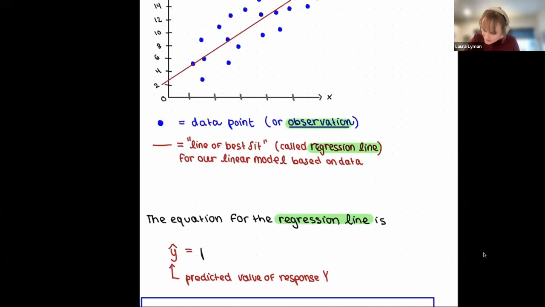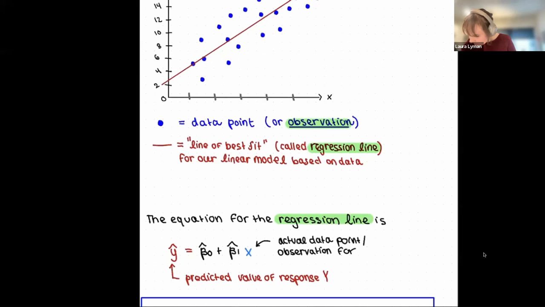And on the right-hand side, we have beta 0 hat plus beta 1 hat times, I'll call it x. And this little x is an actual data point or observation for the predictor capital X.